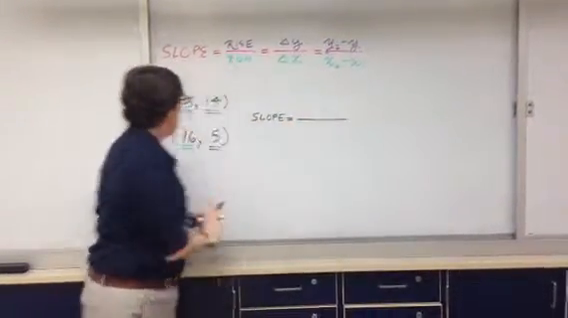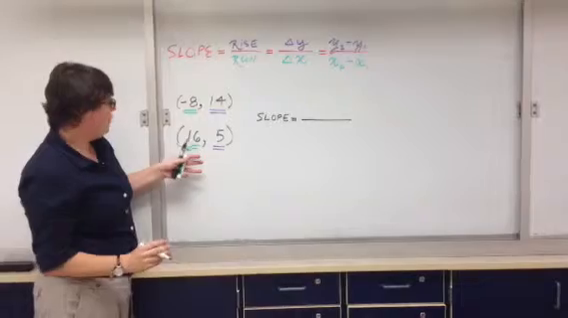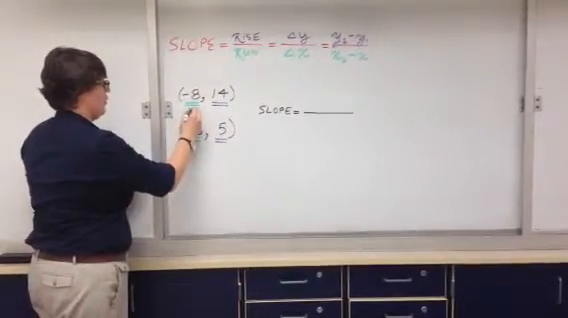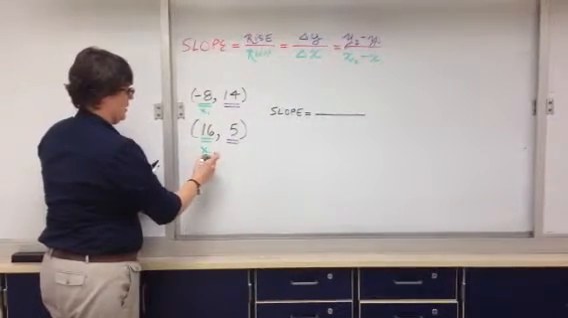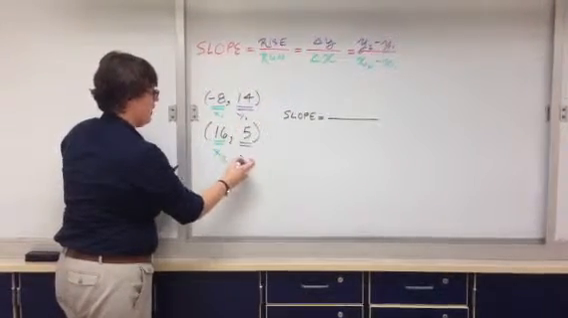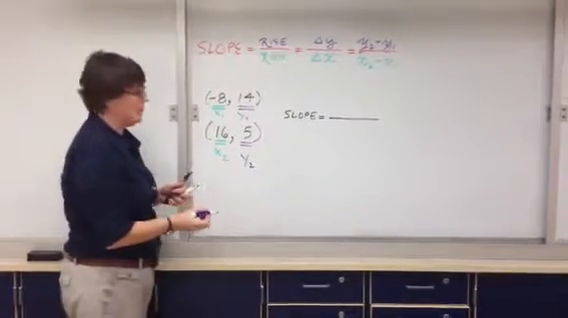When I look at these 2 points, I see 2 x values. We could call this the first x value and the second x value. I see 2 y values, the first y value and the second y value.